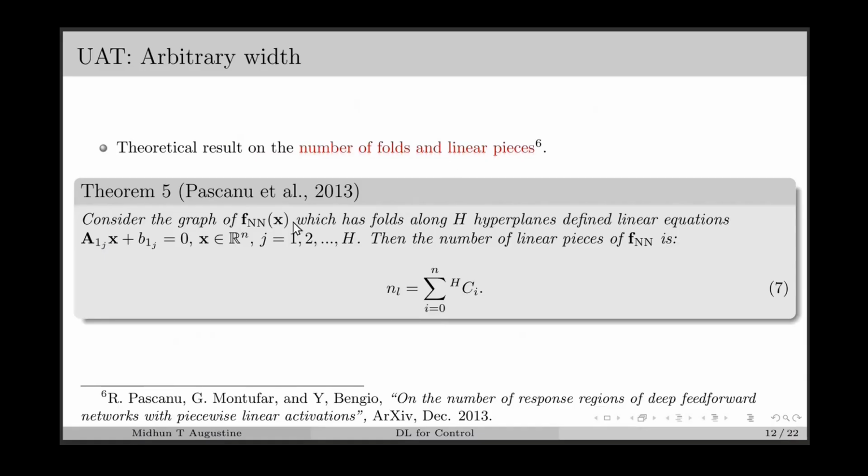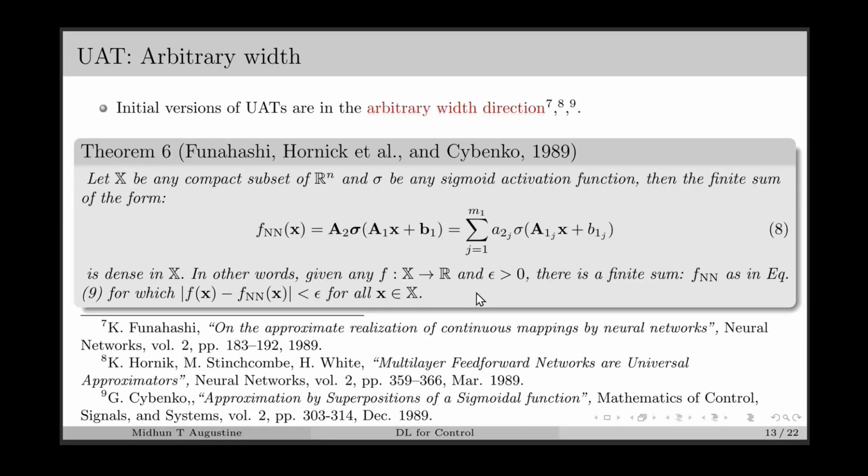This is one of the theorems: if the function folds at h hyperplanes defined by this linear equation, then the number of linear pieces will be given by the summation of all these combinations. One of the initial versions of UATs is in the arbitrary width direction, which says that any continuous function on a compact set can be approximated using a neural network of this kind of structure. This structure we have seen in the previous lecture as well, and it is the structure of a shallow neural network. For any continuous function, there exists such a neural network such that the difference is bounded by epsilon. This is the central idea of this particular theorem.